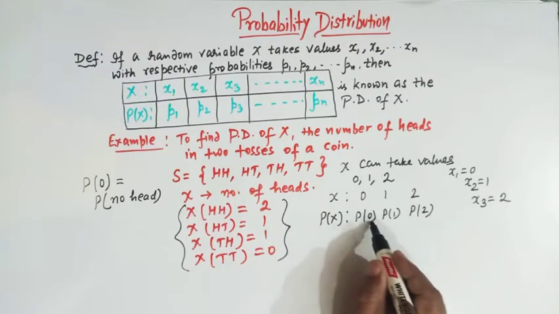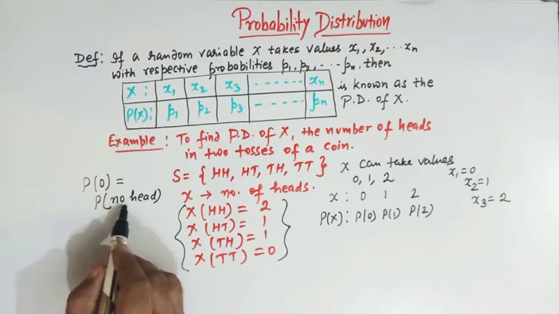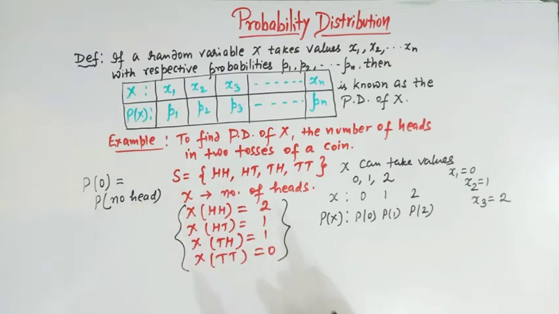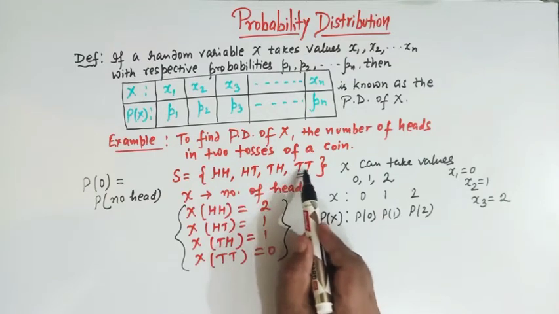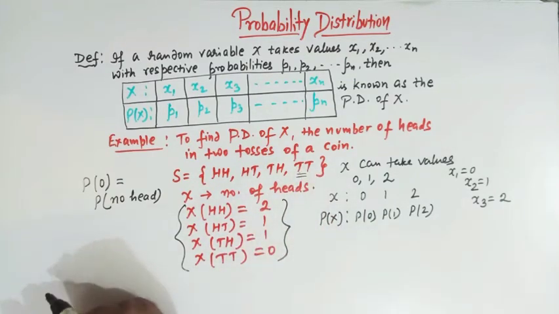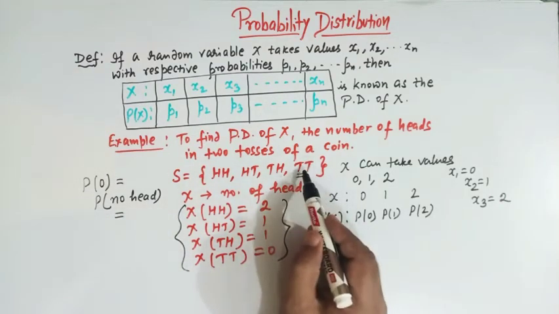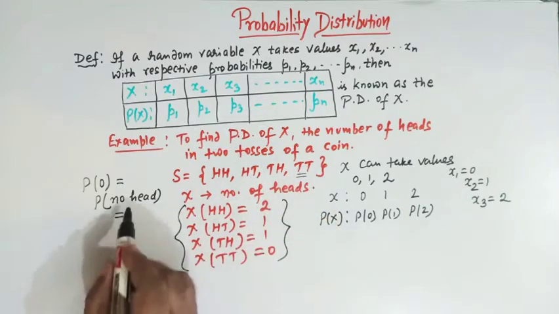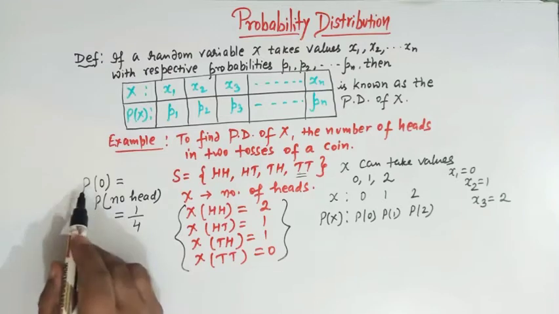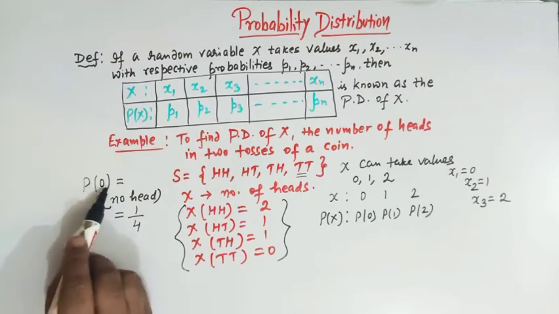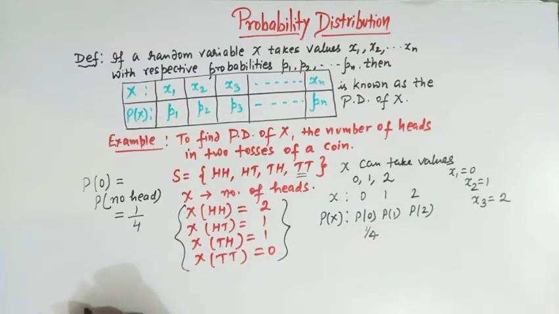P of 0 means that the random variable x takes value 0, so we have to find the probability of getting no head. And we see that here we have the event TT, where we do not have any head. So the number of favorable cases for no head is 1, and the total number of cases is 4. So the probability P of 0 is 1 by 4.